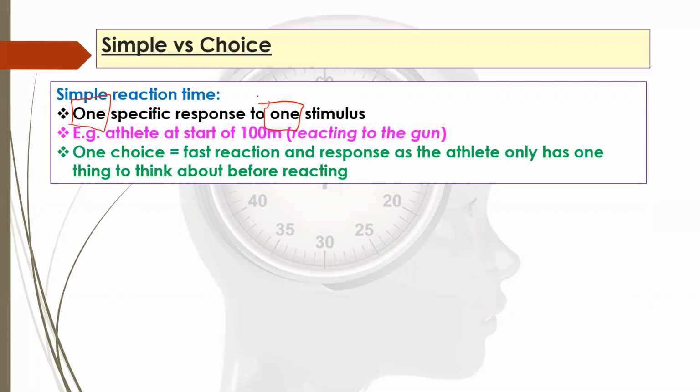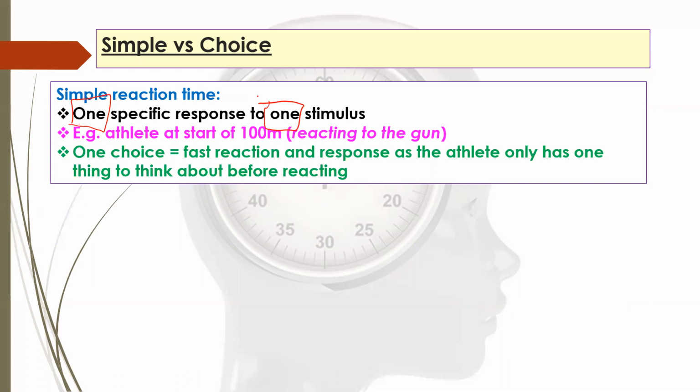For instance, an athlete in the 100 meters reacting to the gun, so the gun is one single response. It's not like they're looking at anything else or waiting for any other kind of stimulus to occur. They're just waiting for the sound of the gun and their only reaction to that will be to get up out of the blocks and sprint as fast as they can forward. So it's just one stimulus and one response. That makes that whole process a very smooth and quick process of reaction and response.